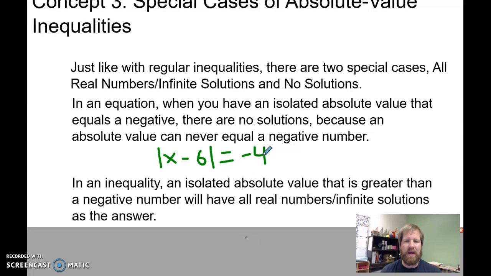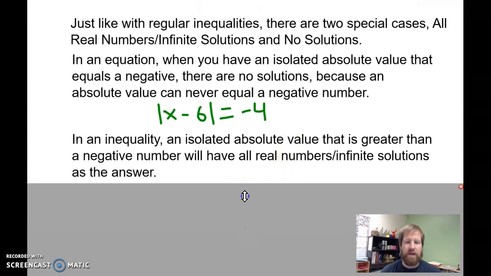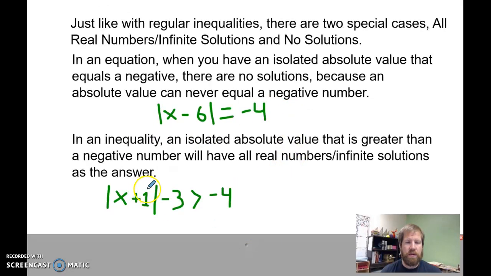When you have an inequality, it's going to look very similar to this. An inequality, when you have an isolated absolute value, so when your absolute value is alone, when we don't have numbers right there, and whatever is on the right is negative, is going to be one of those special situations. It's not automatically a no solutions answer, but it could be. It depends on which way the sign is pointing.